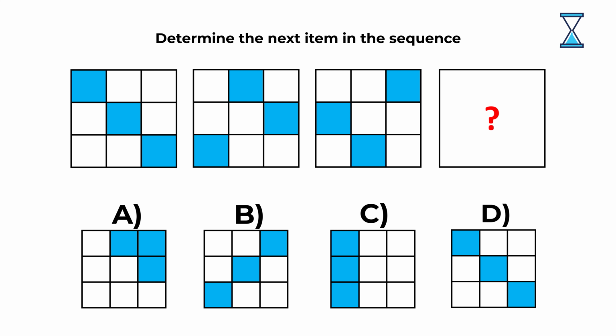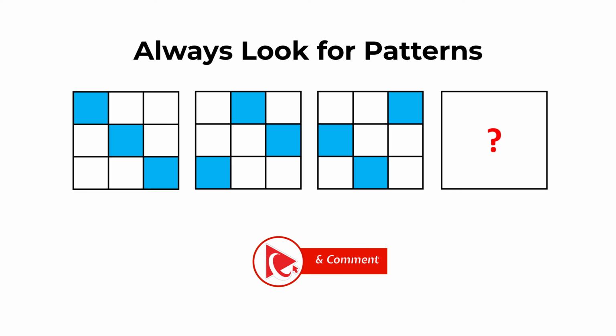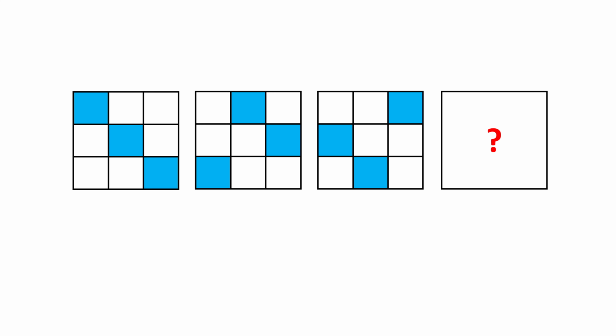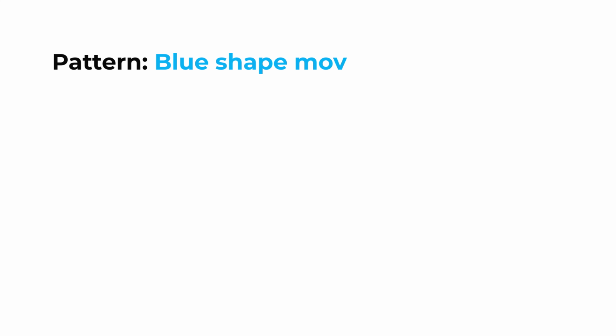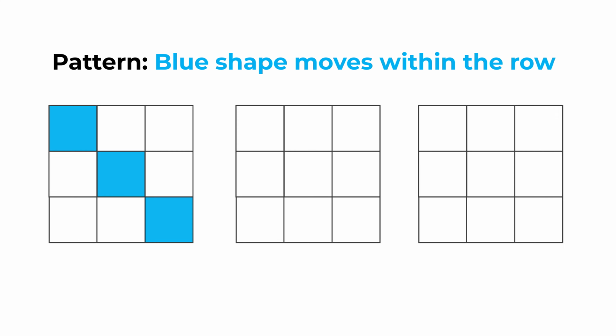As always, my advice to you, look for patterns. And determining the pattern is key to solving this particular problem. What you need to know to answer this particular question is that blue shape moves within the row of the larger shape. In each row, blue shape moves from left to right, 1 step at a time. And once blue shape reaches the end of the row on the right, it reappears on the left.